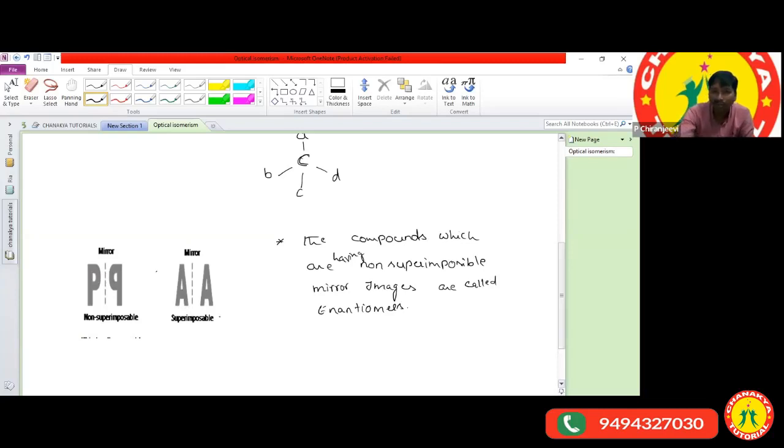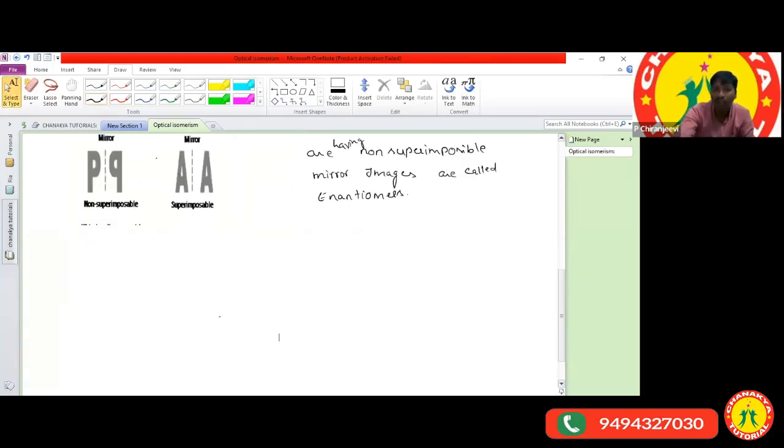I'll give one more example to help you understand. Now I'm taking a U mark. If I write a capital U, the mirror image of U we can write like this also. My question is, I have given the mirror image of the capital U. Is capital U optically active or optically inactive?